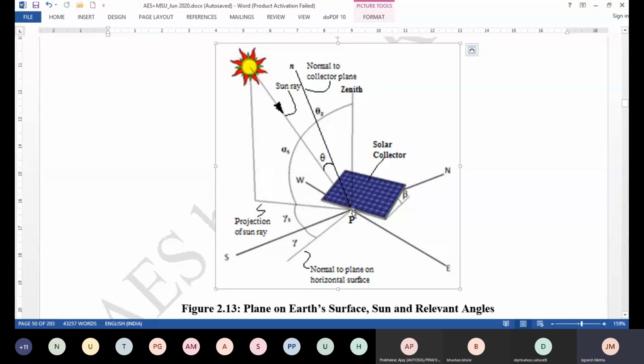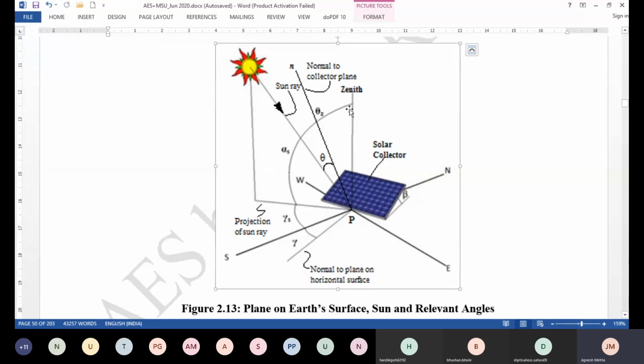Then the line which is perpendicular to the horizontal surface, right? That is called zenith. So the angle made by the sun ray with the zenith is called theta z, as you can read here. It is called the zenith angle, and this theta z plus alpha would be equal to 90 degrees, right? So they are complementary to each other. If alpha is less, then theta z would be high, and vice versa. When the sun is exactly overhead, theta z would be equal to 0.